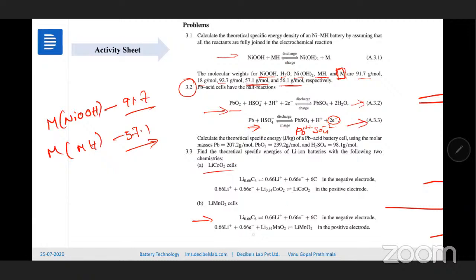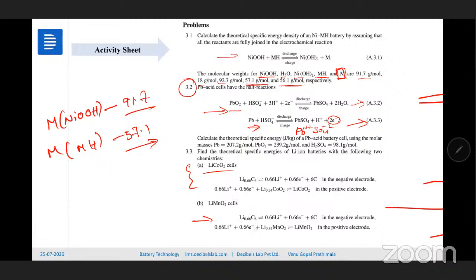So the lithium manganese oxide question, because we did lithium cobalt oxide last time. If you look at over here, they're asking us to find the theoretical specific energies for lithium ion batteries with the following two chemistries. Okay. So lithium manganese oxide.